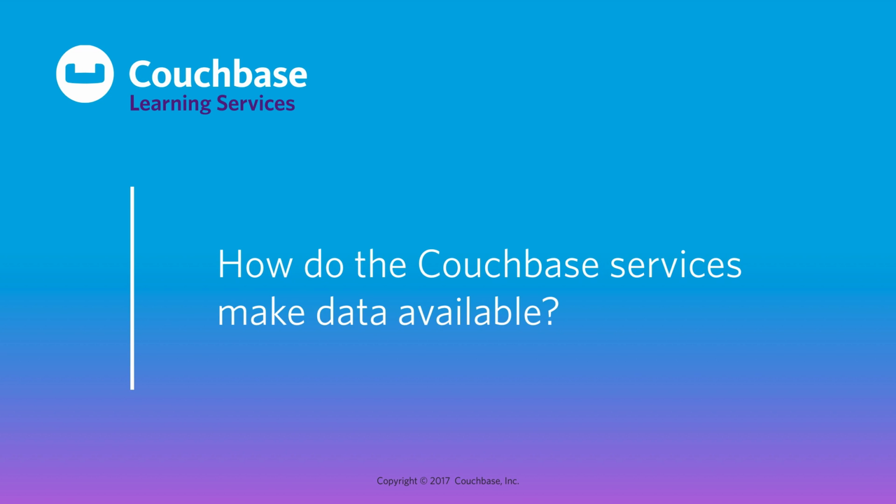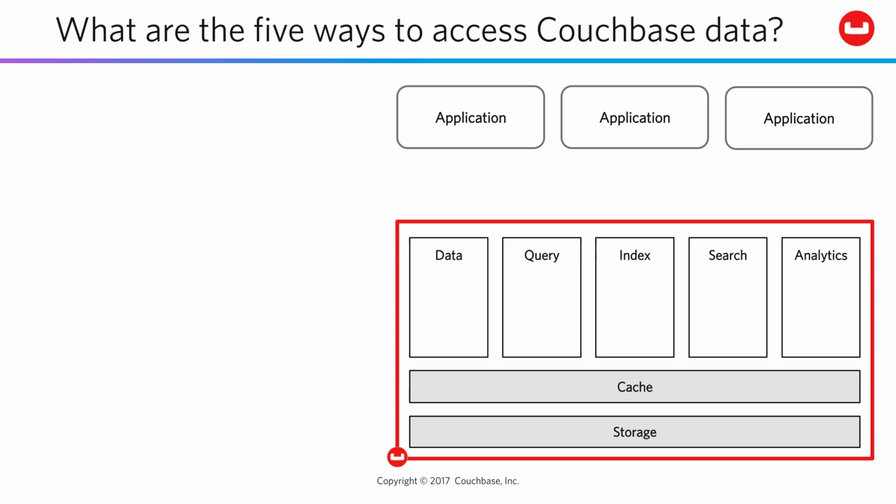So we've learned that Couchbase exposes 5 services through a single node type, and you can scale these services independently. But what also matters is how well we deliver data back to you when you need it. So let's dig further into the services themselves.